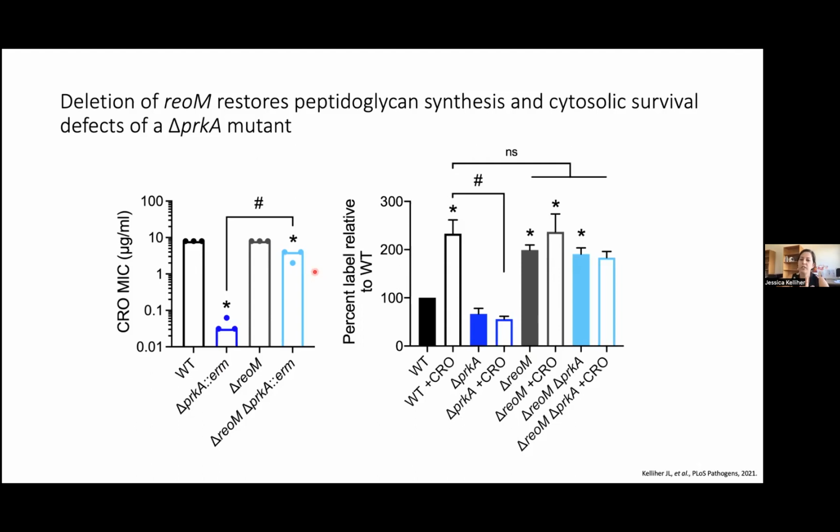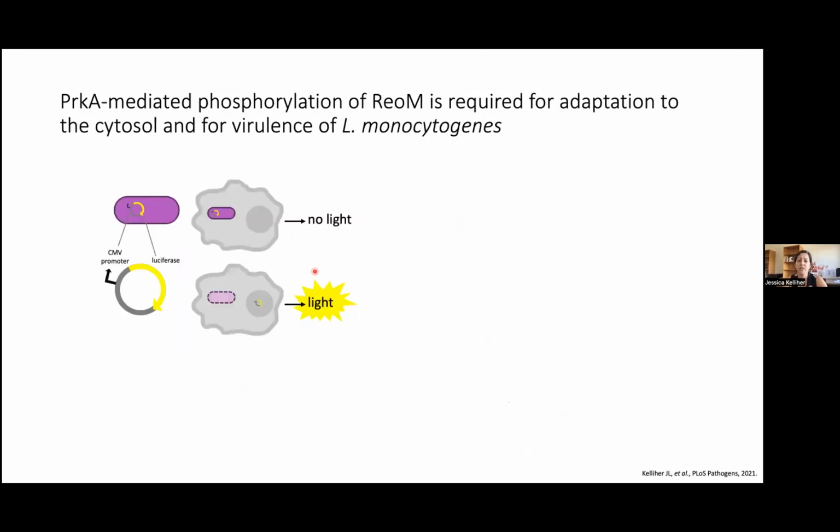So I was next really interested in the question of whether this PERK-A regulation of REOM is important for adaptation to the cytosol. And to ask that question, I used an assay that we've developed in the lab that specifically measures killing of Listeria in the cytosol of macrophages. So in this assay, strains of interest are carrying a plasmid that encodes a luciferase gene under the control of a host-driven promoter. Strains like wild type that are adapted to the cytosol retain the plasmid, but strains that are sensitive to cytosolic stressors are killed. And upon lysis, they release the plasmid, which can be taken up and expressed by the host. And then we measure light as a proxy for bacterial killing.